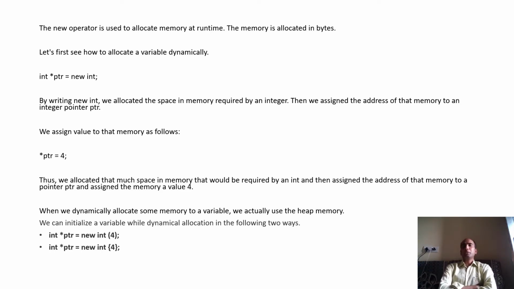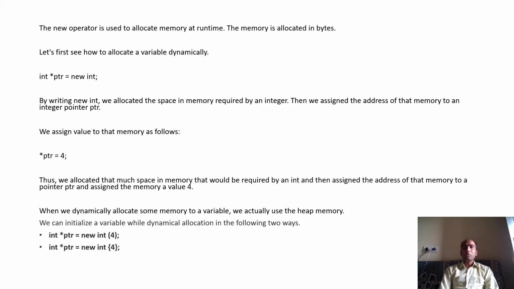So in C++, the new operator is used to allocate memory at runtime, and the memory is always allocated in bytes. So how do we allocate the memory dynamically? That's very simple: the data type for which you are going to allocate the memory, then a pointer variable equals new, and then the data type. So if you want to allocate memory for an integer, you need to use int *ptr = new int. That's simple. This memory will consume heap instead of stack.